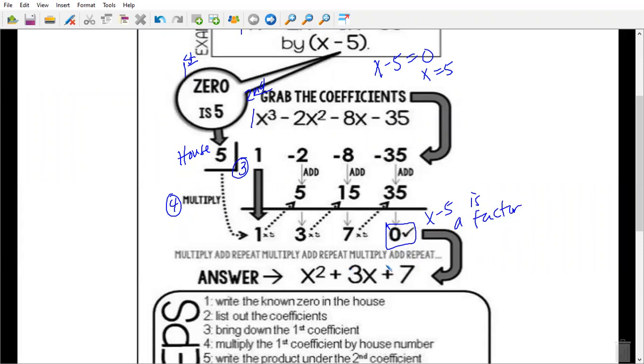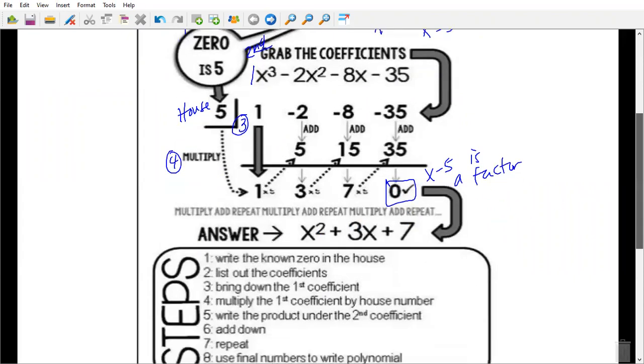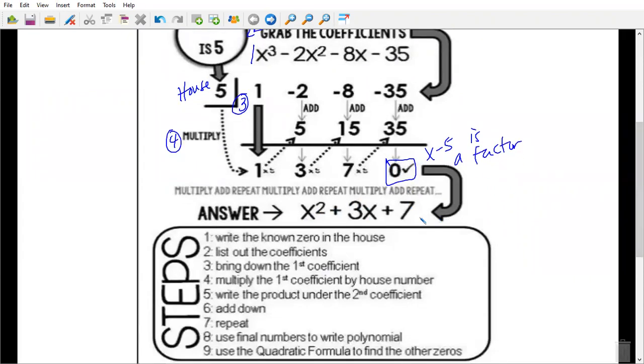Okay? When you're done, when you get to the end, you end up with your quotient. Your quotient is always 1 degree less than what you started off with in your dividend. So we were x to the third, but we divided out an x. So our quotient is x squared. And these are the coefficients of our quotient. So it's literally 1x squared plus 3x plus 7.